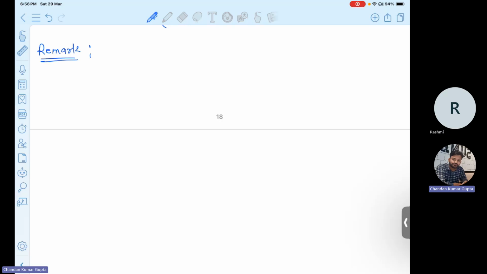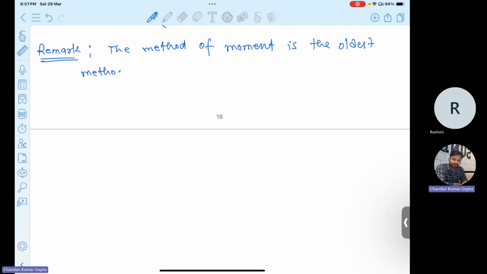One more remark: the method of moments is the oldest method of deriving point estimators. It produces asymptotically unbiased estimators, not unbiased, but approximately asymptotically unbiased estimators, with the help of the method of moments estimator.